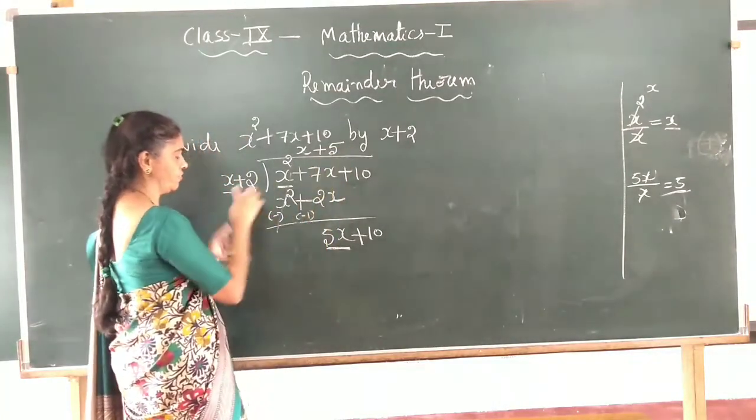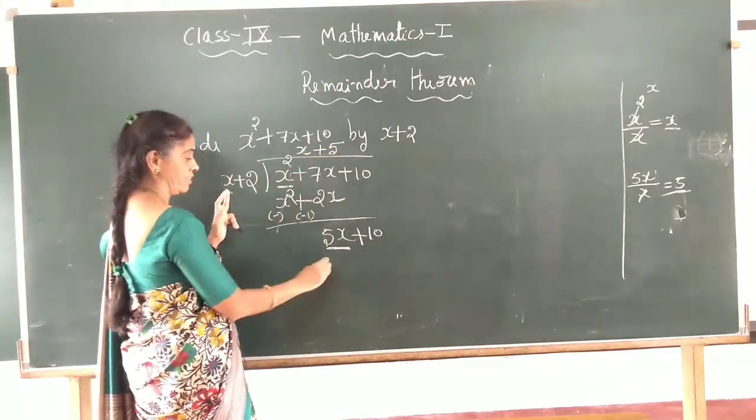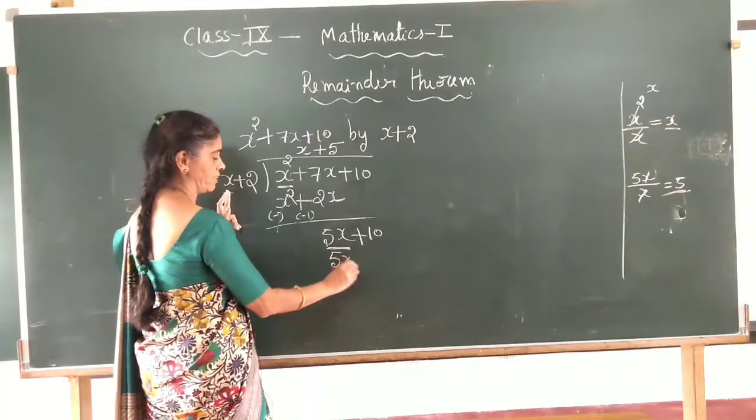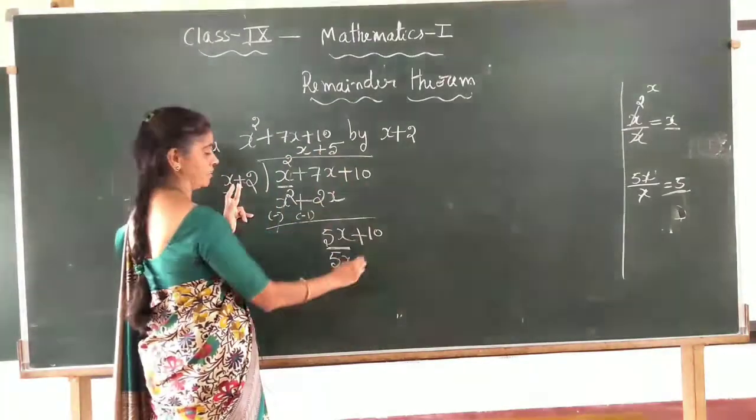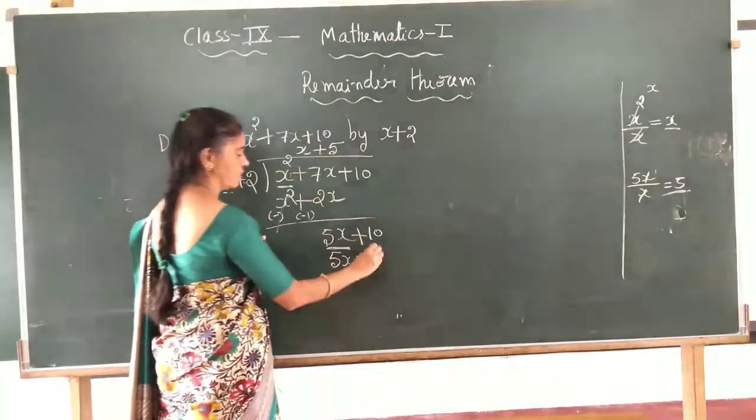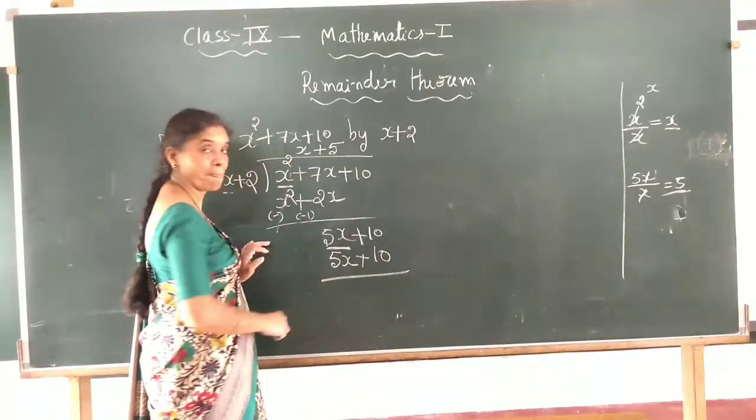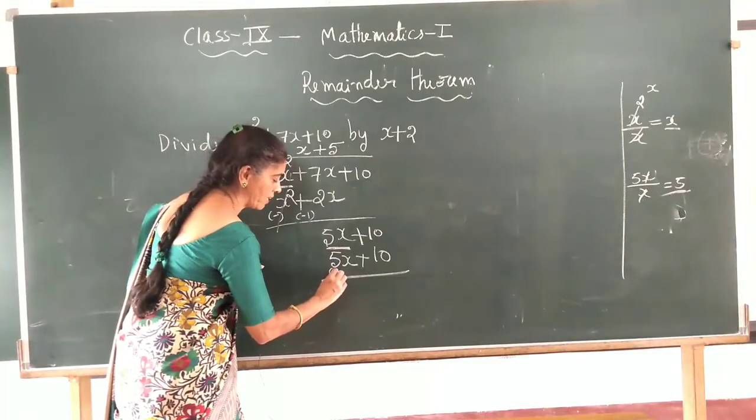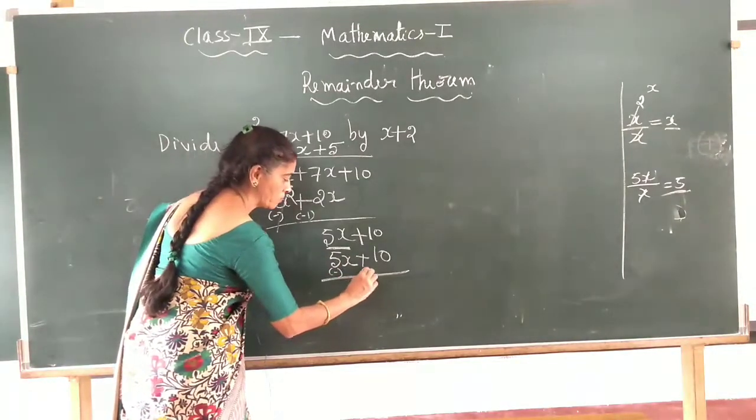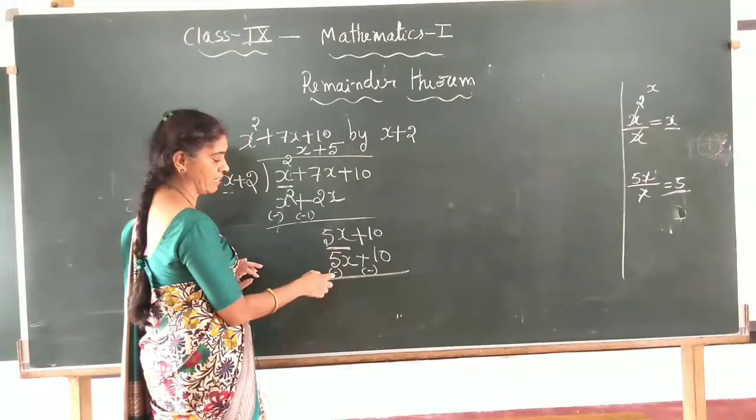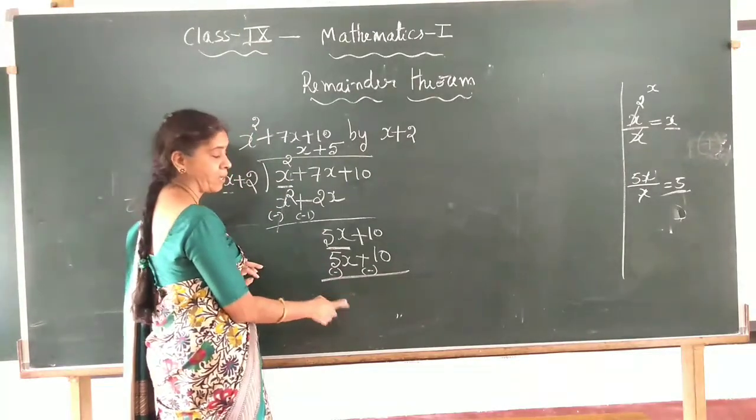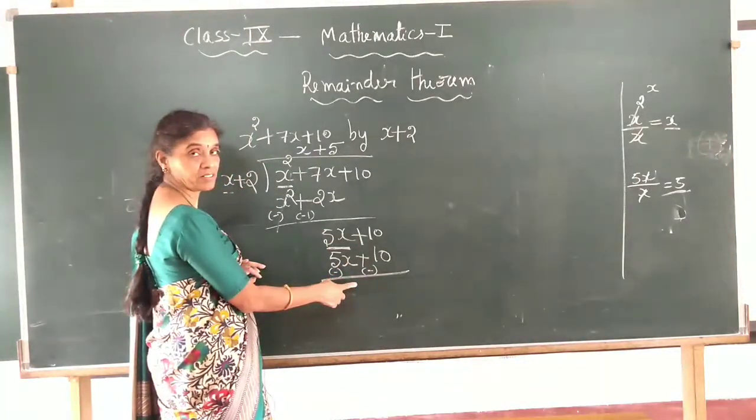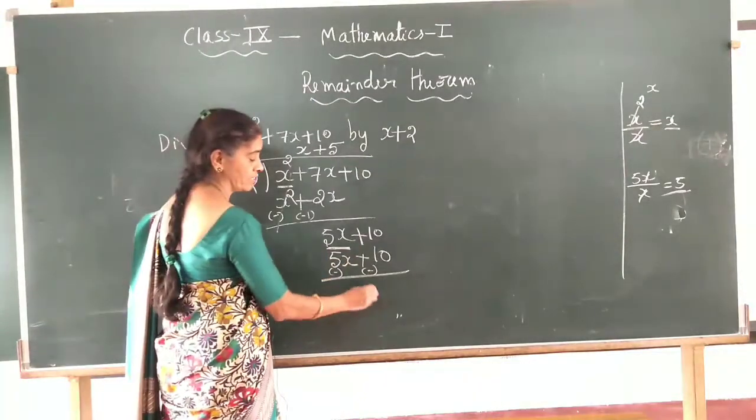Now 5 into first term, 5 into x, plus, plus, plus only, so 5x, plus again plus 5 2s are 10. Okay, now here change the sign before subtraction, plus will become minus, here also plus becomes minus. Plus 5x minus 5x is 0, plus 10 minus 10. So different sign you have to subtract, this also is 0.